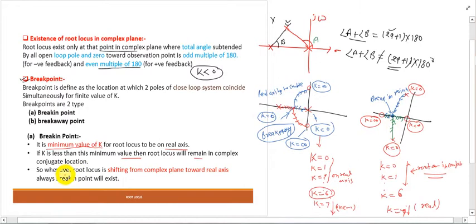Whenever the root locus is shifted from the complex plane to the real axis, there is always a breaking point. Clearly, when roots are shifting from the complex plane to the real axis, there is the breaking point. If our roots are shifting from the real axis to the complex plane, that is the breakaway point. Okay.